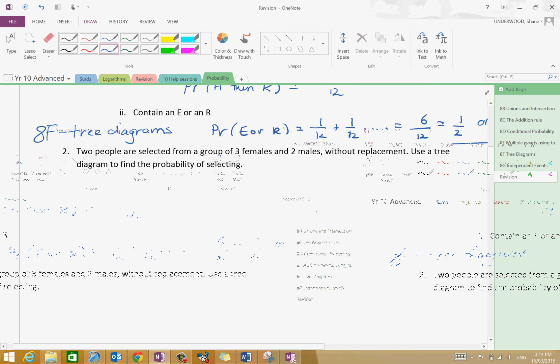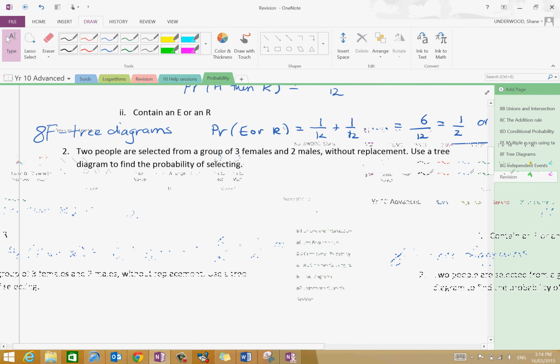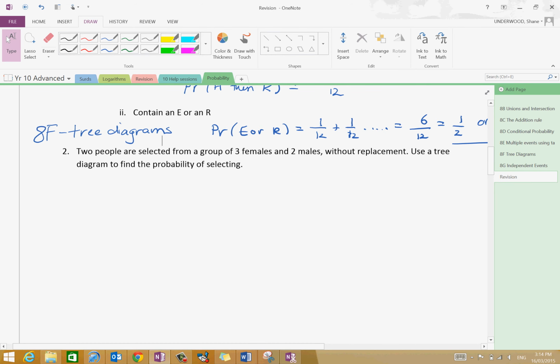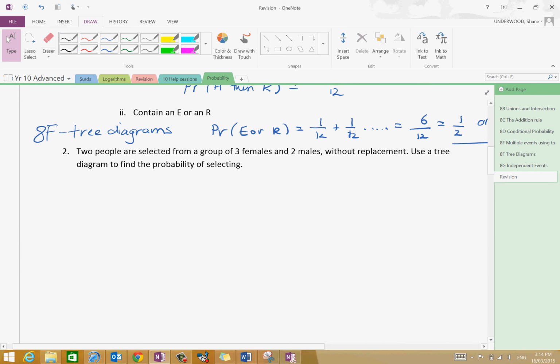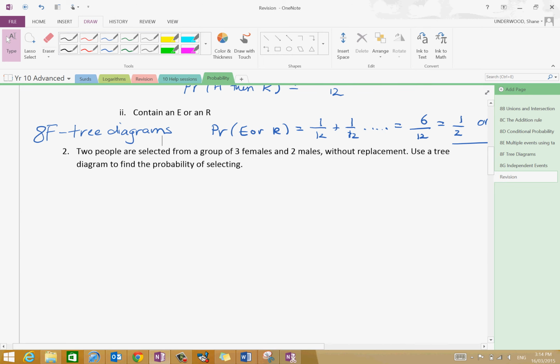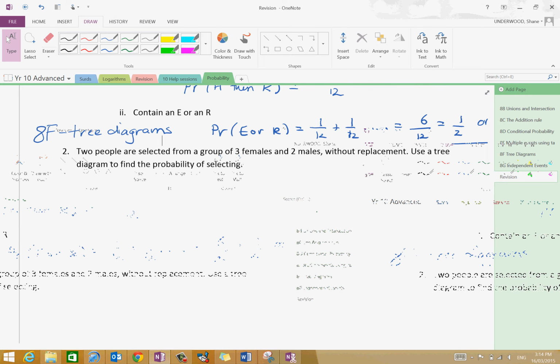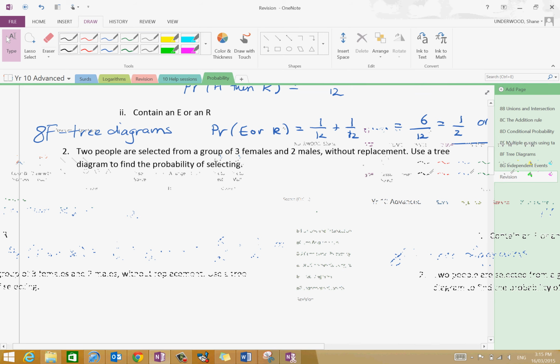Now, can someone put their hand up and tell me probably the best reason for using a tree diagram? Can someone give me the best reason for using a tree diagram? What about if we're selecting more than one thing? E or R. We're happy with E or R, Matt. But you can have one that has R and E. Yeah, but it's still 6 out of 12.